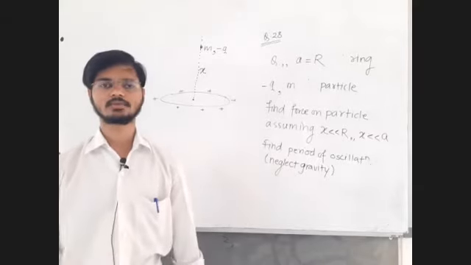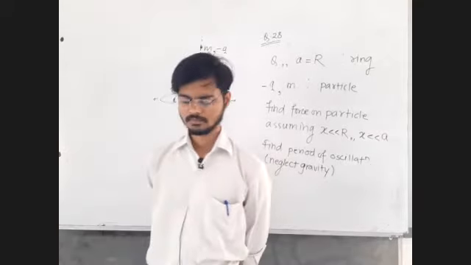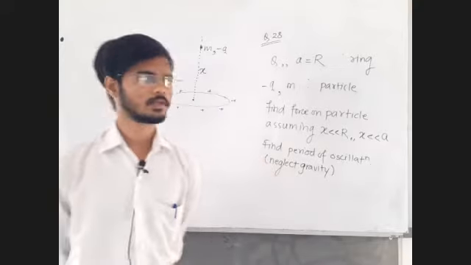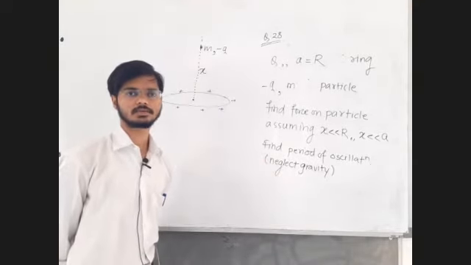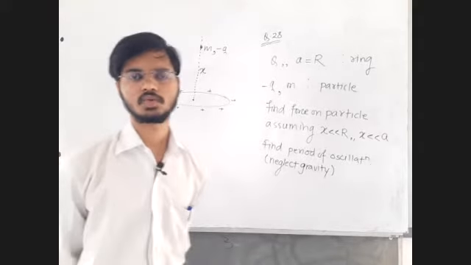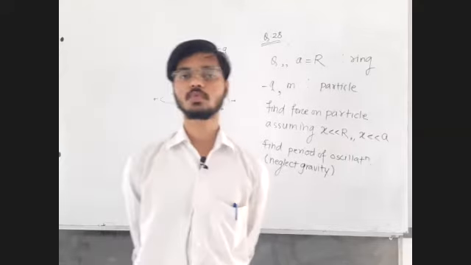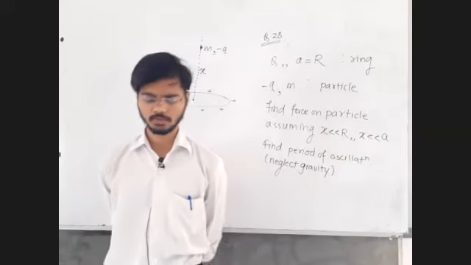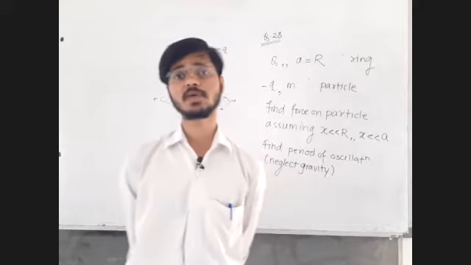Force acting on a charged particle placed in the electric field. F is equal to what? Or E is equal to what? K Q1 Q2 upon x square. No Vidula, that is the force between 2 point charges. That formula, K Q1 Q2 upon R square or x square, is the force between 2 point charges.